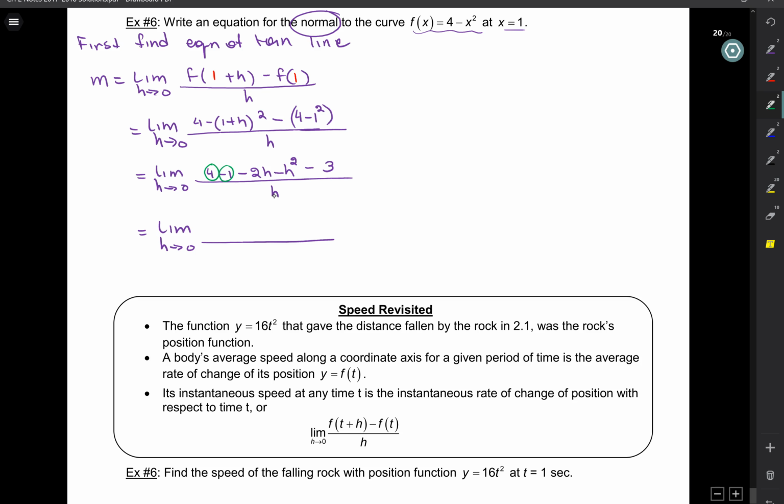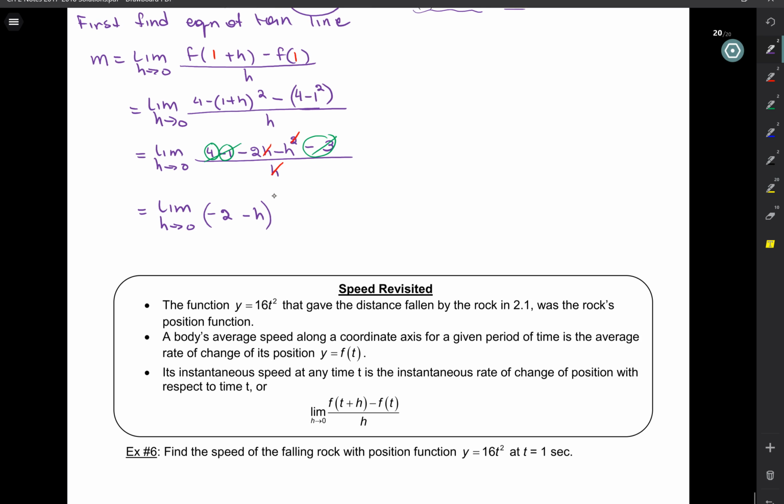This is equal to the limit as h approaches 0 of, now take a look here, 4 minus 1 minus 3 all go away. What happened to the h's? You take an h out, so what have we got left here? Negative 2 minus h. So the slope is the limit as h approaches 0 of this, and when h does approach 0, what happens to negative 2 minus h? It becomes negative 2.